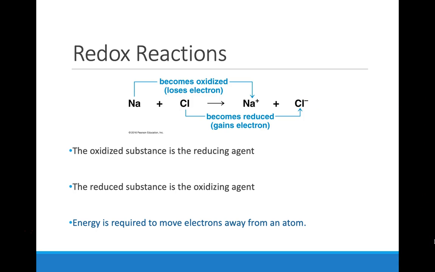Another set of terms here: the oxidized substance is called the reducing agent. That means that it causes the reduction of the other molecule. So the sodium is oxidized and causes the reduction of chlorine. Conversely, the reduced substance is the oxidizing agent. So the substance that is reduced is causing the other to be oxidized. Remember, anytime you have a redox reaction, one atom has to gain an electron while the other one loses it.